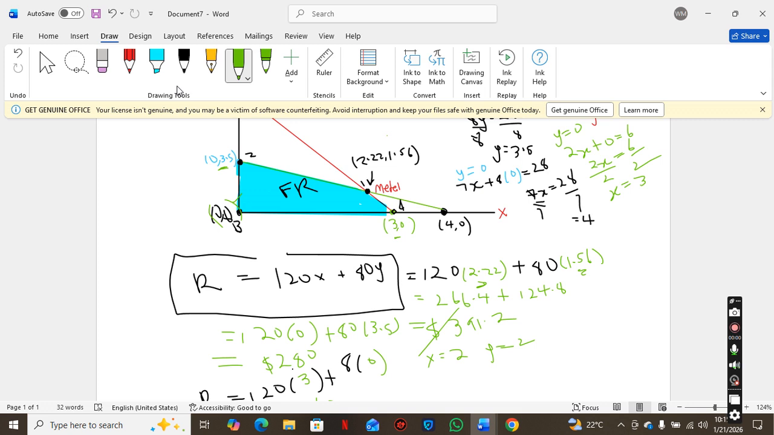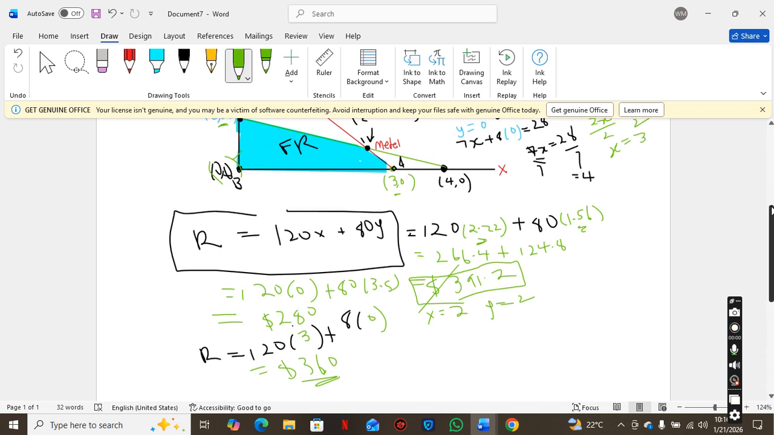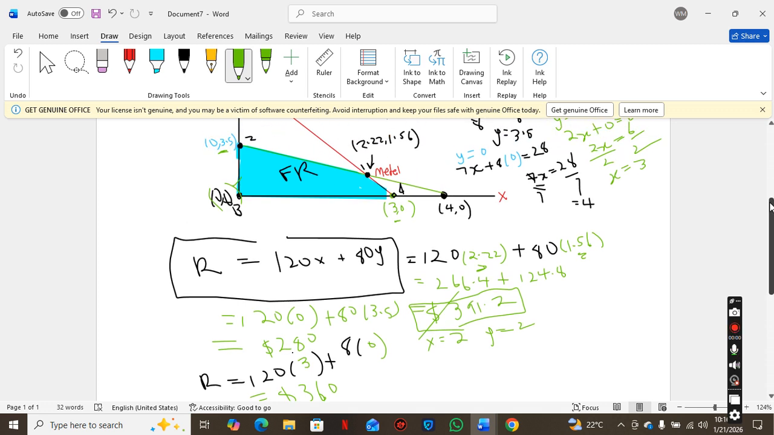No, what I'm just illustrating is that these other points will give you less revenue than this intersection point. That's what I'm just trying to illustrate. As we can see, the intersection point gives us $391. These other points give us 280 and 360 and 0. So usually the intersection point is the one which will give you the maximum revenue.